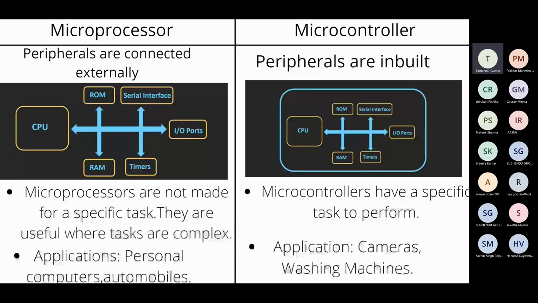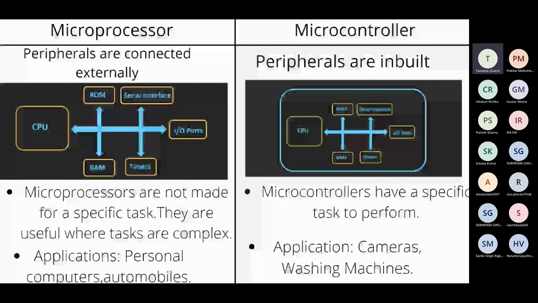So now the differences between the microprocessor and a microcontroller. The first difference is, in a microprocessor, the peripherals are connected externally. A microprocessor just consists of a CPU. All the other stuff, ROM, RAM, input-output ports, are connected externally to it. While in a microcontroller, this whole thing, like the CPU, RAM, ROM, serial interface, input-output ports, this whole thing is a microcontroller. That is, the peripherals are inbuilt.